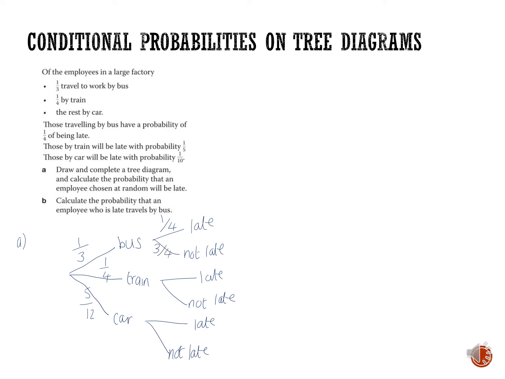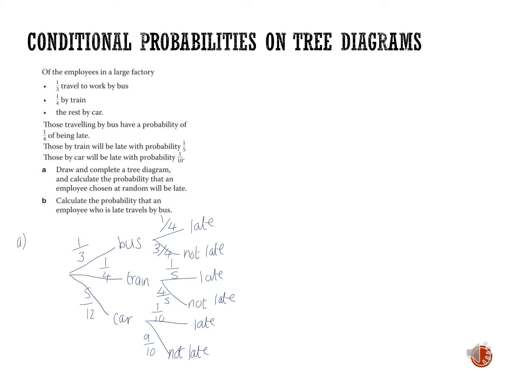Back to the question, those who travel by train, probability of late 1/5. So not late 4/5. And those who travel by car, probability of late 1/10, not late 9/10. These are quite realistic figures probably, because if you go in your car, you've got a lot more control of being late or not late. So it's a lower probability of being late there. Good, right.